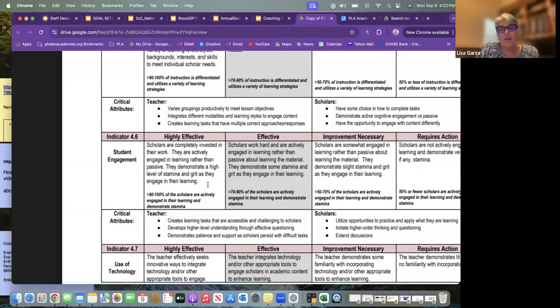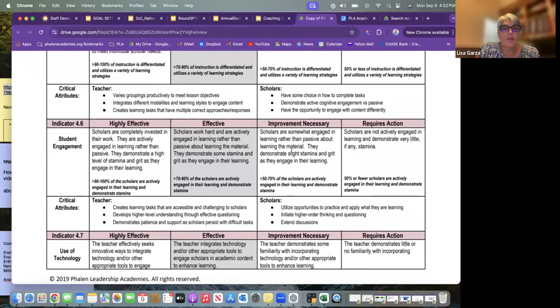Now, that video was only a little over 2 minutes, and so it could be that the scholars' stamina isn't as high once you've been in there as a coach to observe for 10 to 12 minutes, and so that could drop to effective or even lower. And so your coach goes in with this rubric and is looking here to determine what rating to give you. And again, there are critical attributes. And so it's important that you as a teacher go back and study this rubric and really learn what the critical attributes are for each indicator.